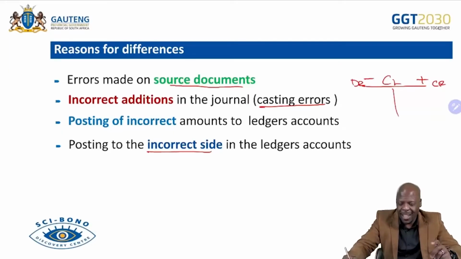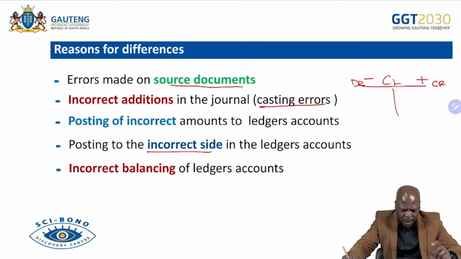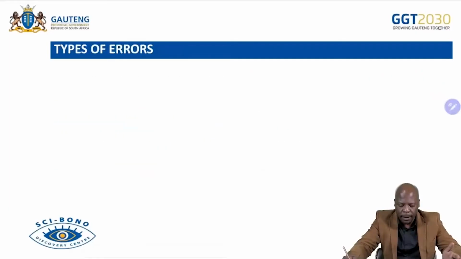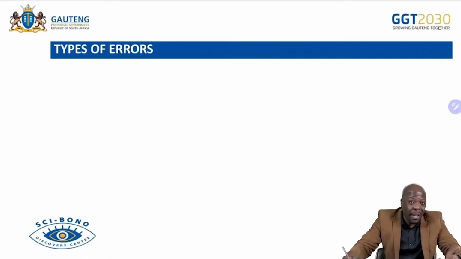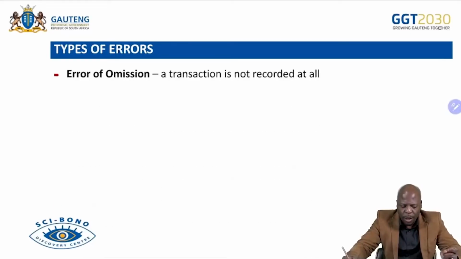Please stay tuned. The next one has to do with incorrect balancing of ledger accounts. If we incorrectly balance our ledger accounts, we will definitely have differences. Now, there are quite a number of errors that can happen, several. I'm going to take you through each one of them.